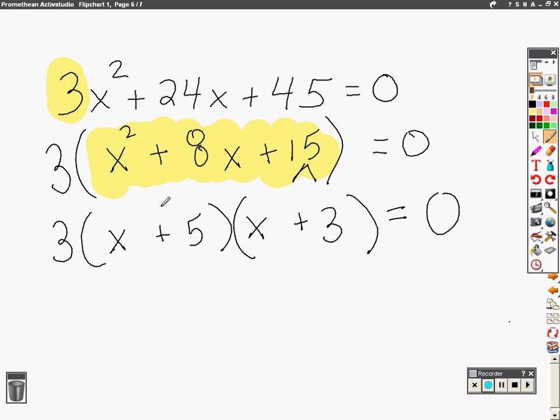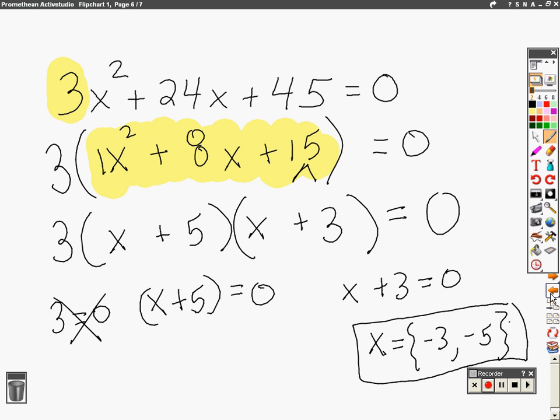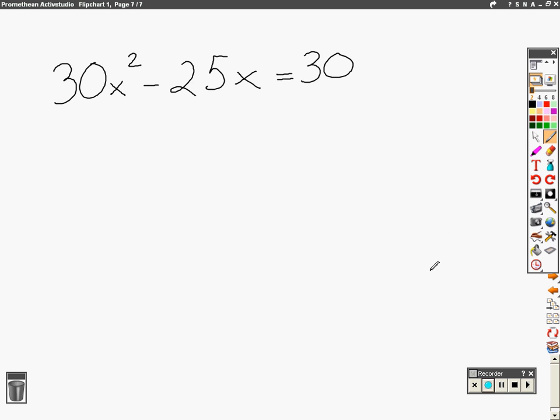Look how much easier it is to solve if you get it to be a 1x squared by taking out the 3, factoring out the 3. Now we can just set 3 equal to 0, which doesn't make any sense. So we cross it off, and we have x plus 5 equals 0, and x plus 3 equals 0. Much easier to do. And our two answers would be x equals, we would subtract 3 on both sides and get a negative 3. And here we would subtract 5 on both sides and get a negative 5. So our two answers would be negative 3 and negative 5. Much easier.